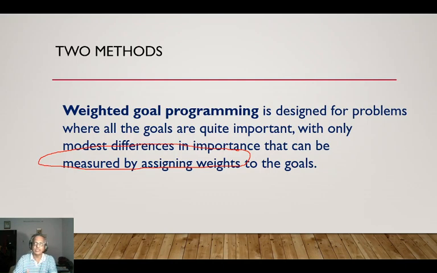This weighted goal programming is designed for problems where all the goals are quite important, with only modest differences in importance that can be measured by assigning weights to the goals. Now this is the catch. Here, with modest differences in importance and these penalty weights given, you can find out the value of each goal.